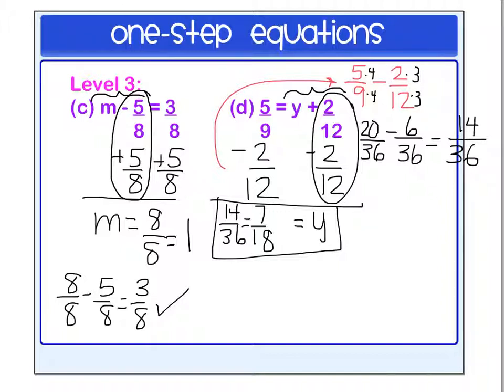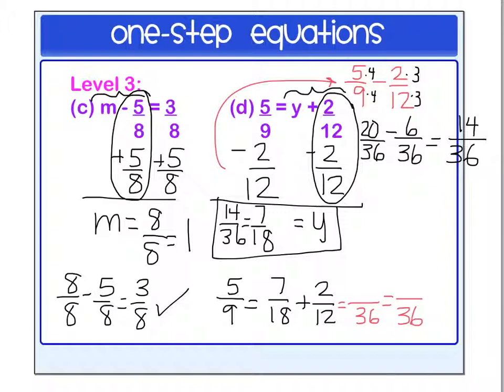If we wanted to back up and check our answer, I would have 5/9 equal to 7/18 plus 2/12. The common denominator between all three of these is 36. So for the 12, we're multiplying by 3. For the 18, we're multiplying by 2. And for the 9, we're multiplying by 4. And 20/36 is equivalent to the 14/36 plus 6/36.